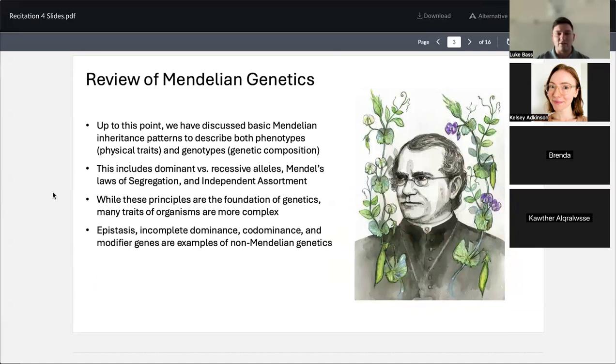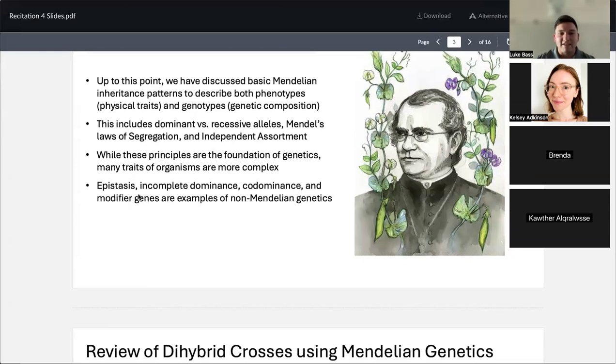physical traits, and genotypes, the genetic composition from the Mendelian standpoint, such as the simple Punnett squares and one gene directly affecting a phenotype. So this includes dominant and recessive alleles, Mendel's laws of segregation, and independent assortment. These are really important ideas to genetics. But as I mentioned before, there are multiple genes that interact in order to give specific phenotypes. Epistasis, incomplete dominance, codominance, and modifier genes are all examples of these non-Mendelian genetics.